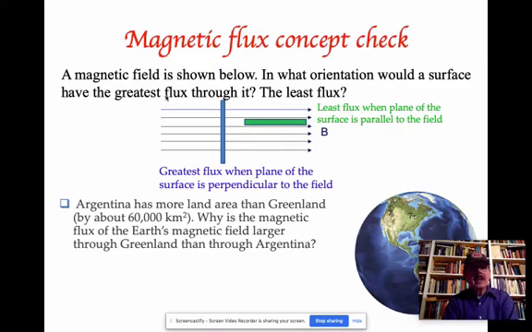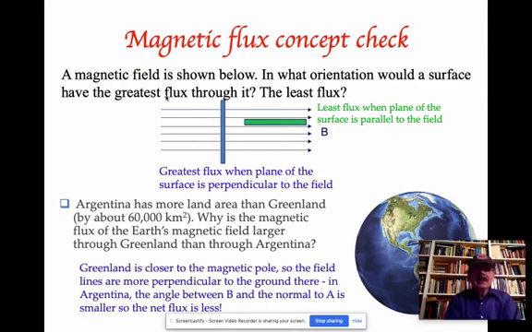Second question is really kind of fun. Argentina has more land area than Greenland. So why is the magnetic flux of the Earth's magnetic field larger through Greenland than it is through Argentina? So go ahead and pause, think about it. Okay, hopefully you're back. Solution: Greenland is closer to the magnetic poles.